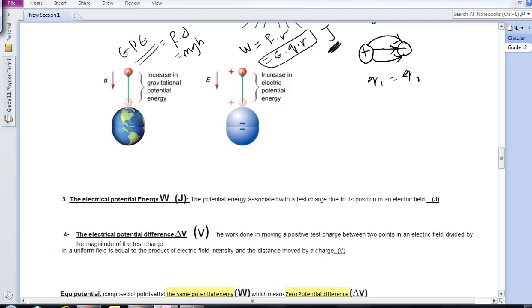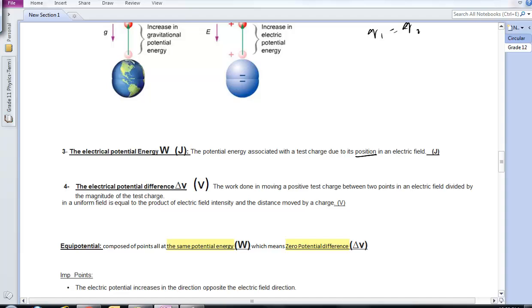So the electric potential energy is an energy. It's a potential energy associated with the test charge due to what? Due to its position, and it is measured in joules. So this is the electric potential energy. I'm stressing on this because most of us sometimes become confused between the potential energy and the potential difference, but both of them are totally different.